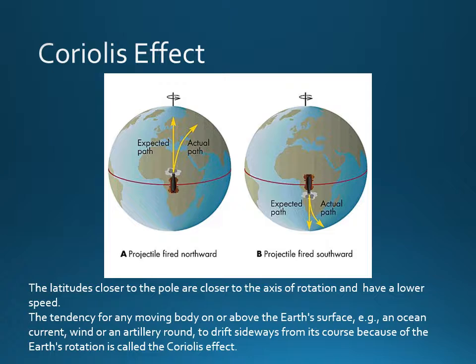Similar for projectiles launched towards the south. It will land east of a south path. If launched from the North Pole, it has the slowest speed and will end up west of the south path. This cannot happen if the Earth did not rotate.